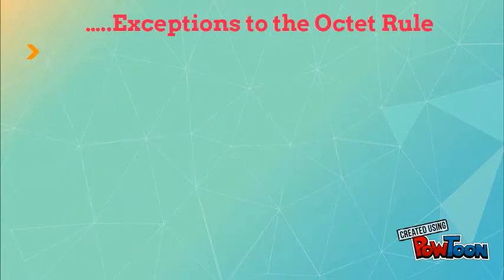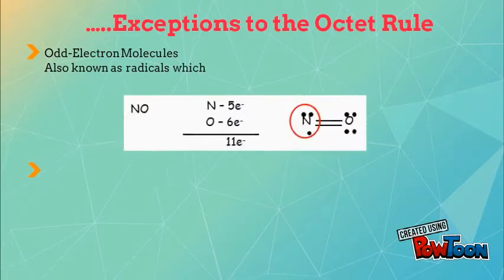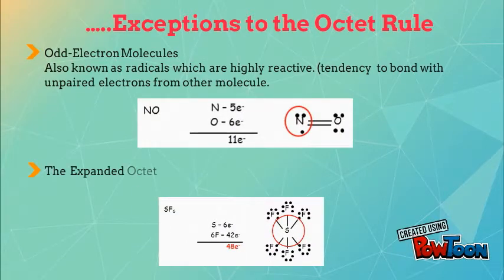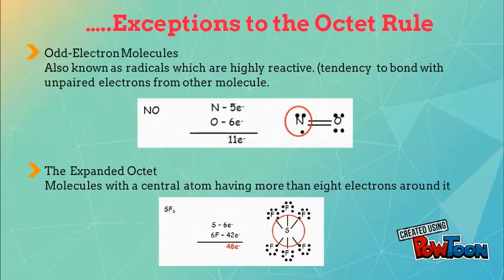Continue from exceptions to the octet rule. Odd electron molecules, also known as radicals, which are highly reactive. They have a tendency to bond with unpaired electrons from other molecules. The expanded octet: molecules with a central atom having more than 8 electrons around it.